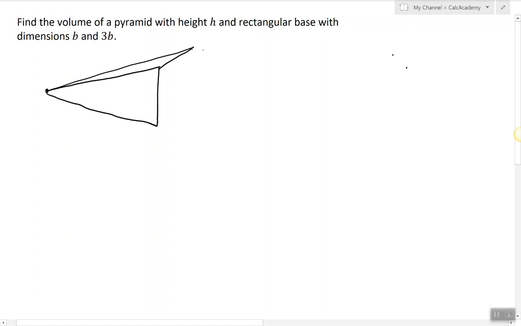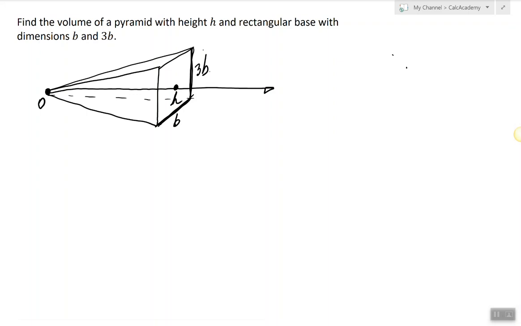And let's set up the coordinate plane. So let the x-axis coincide with the altitude and pass right through the center of the base, starting at the tip of the pyramid. Then we can label this point as it has coordinate h. Then we can assume that this length is b and this length is 3b. So this pyramid satisfies the given conditions.